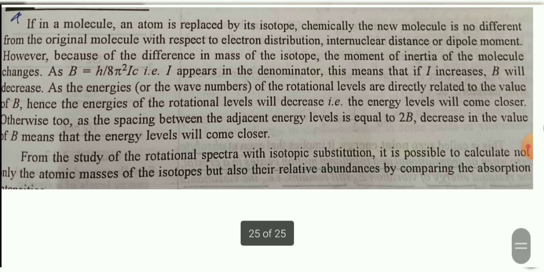From the study of rotational spectra with isotopic substitution, it is possible to calculate not only the atomic mass of the isotope but also their relative abundance by comparing the absorption.